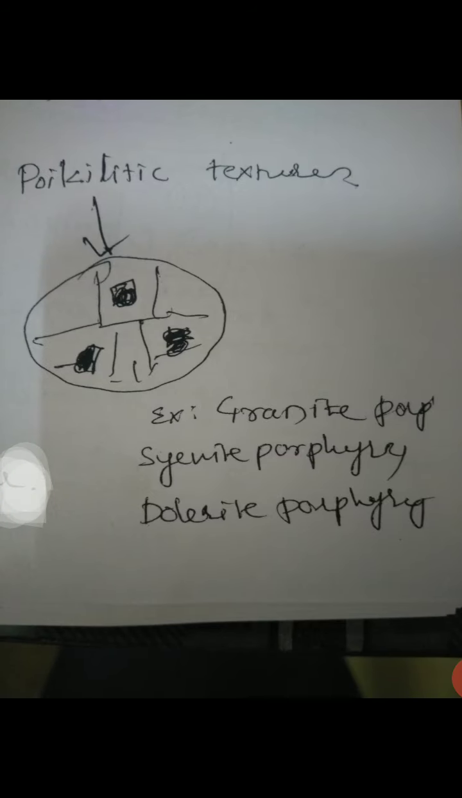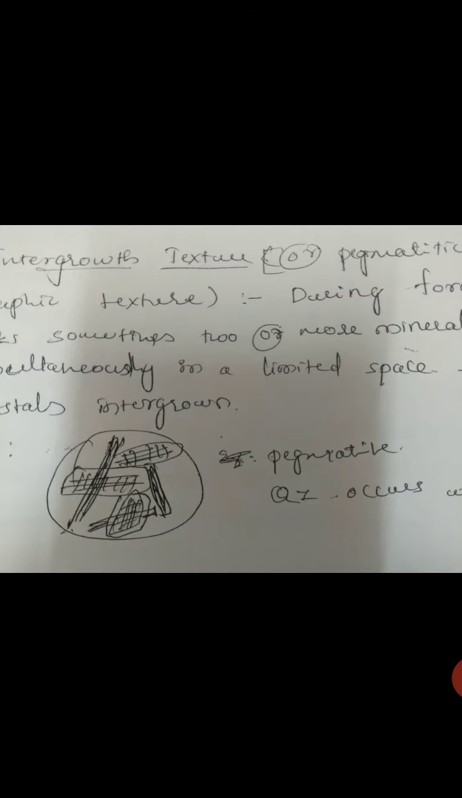And the second one is poikilitic texture. Granite and syenite porphyry show this poikilitic texture. The bigger minerals are covered by a thin layer of minerals. And the third one is intergrowth texture. This is intergrowth texture.